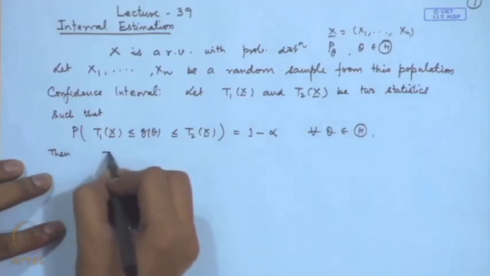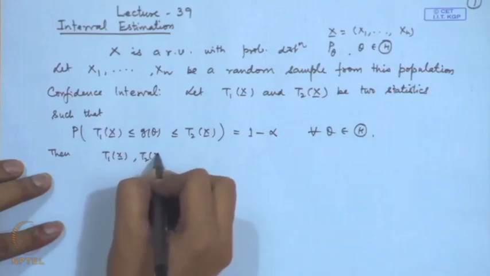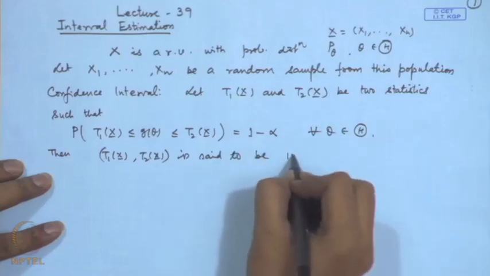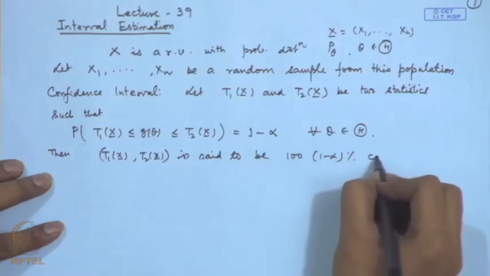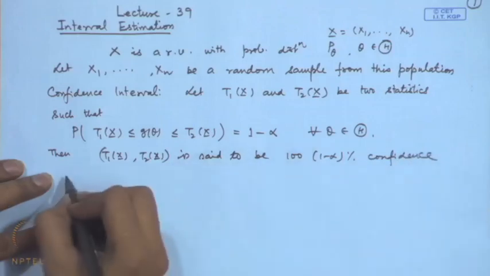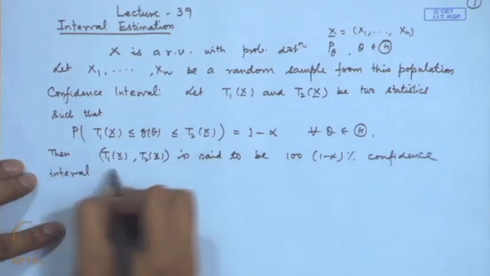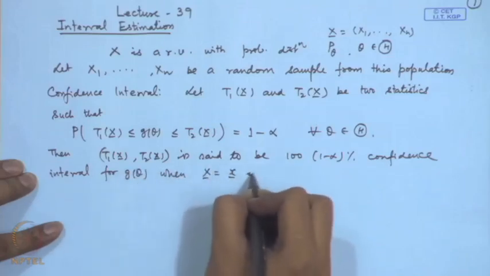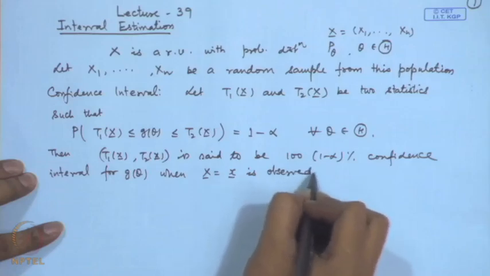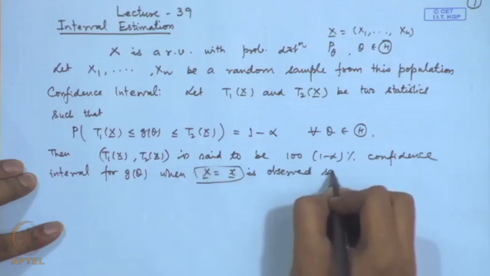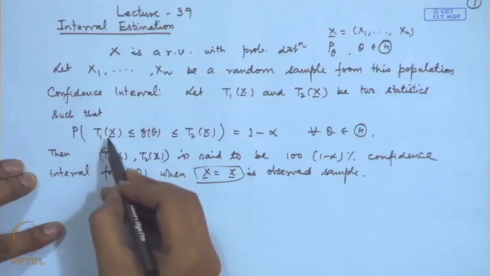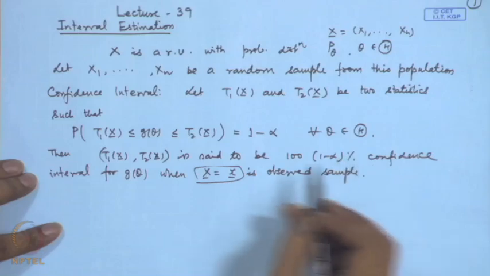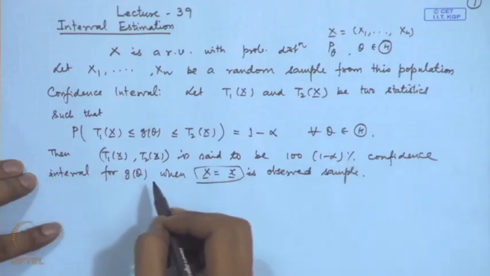Then T1(X) to T2(X) is said to be a 100(1 minus alpha) percent confidence interval for g(theta) when X equal to x is observed. That is, this is a sample. Then on the basis of that I calculate T1(x) and T2(x), and we say this is a 100(1 minus alpha) percent confidence interval for g(theta).